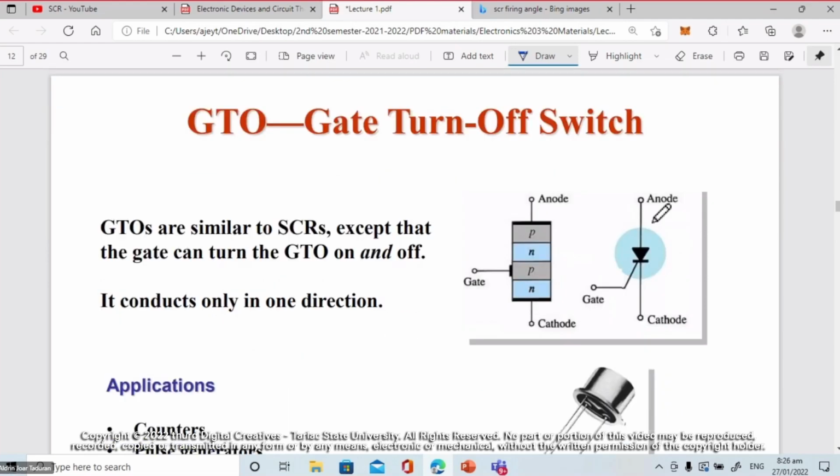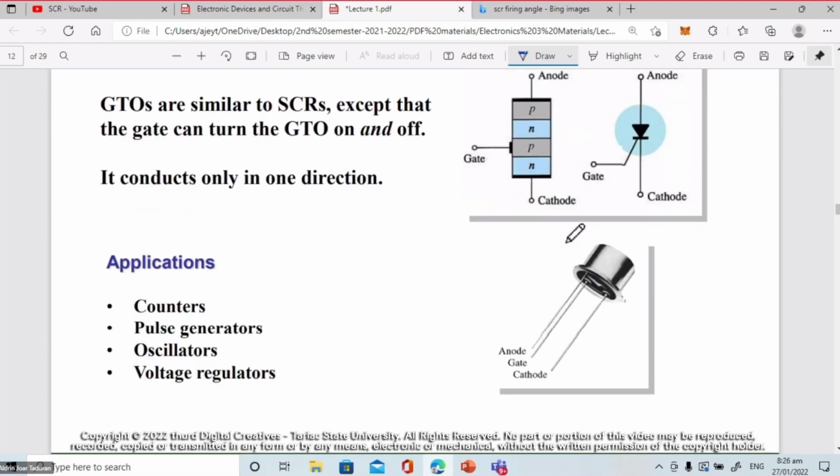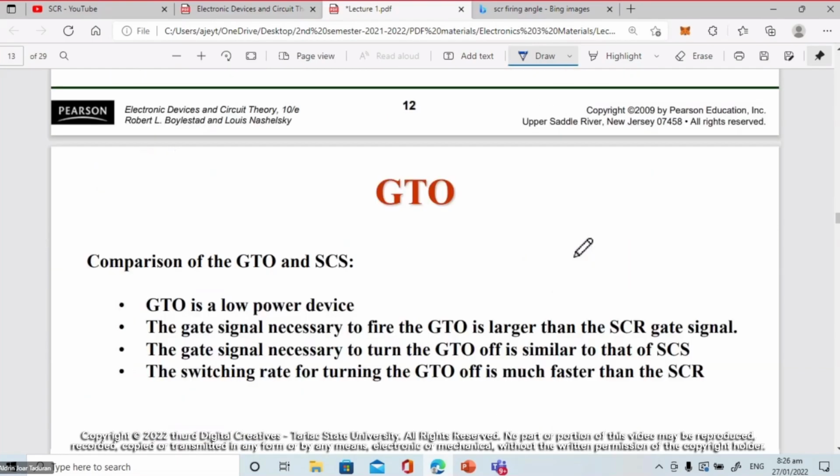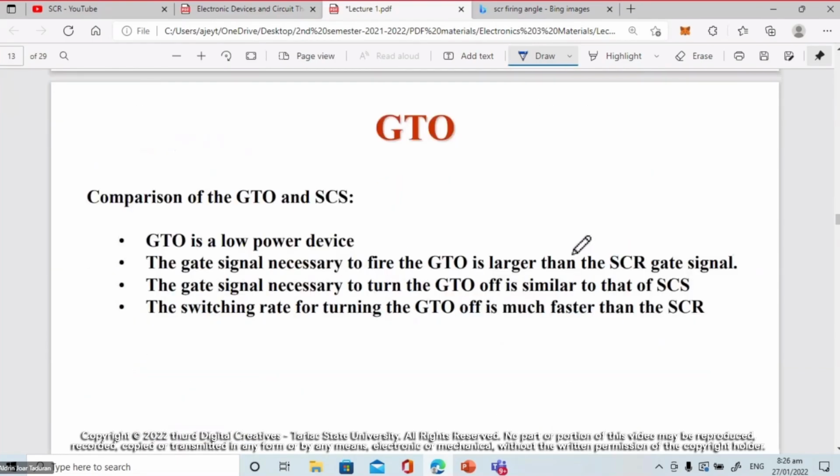So ito yung typical na halos kaparehas lang class ng SCR natin. Okay? Application niya, counters, pulse generator, oscillator, and then voltage regulator. So GTO in comparison to the SCS, GTO is a slow power device. So mas lower yung power application niya. So kaya pa rin, kung high power application ang kailangan mo, SCR pa rin ang gagamitin natin.